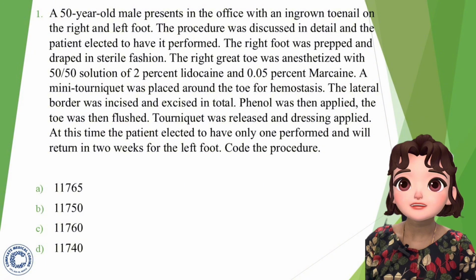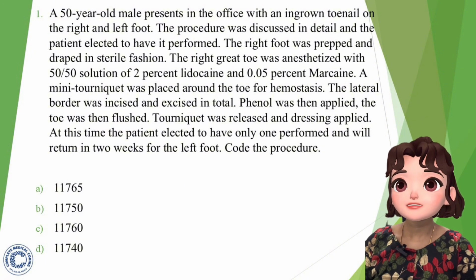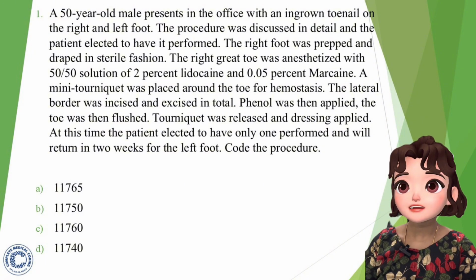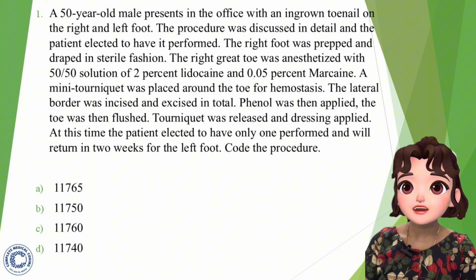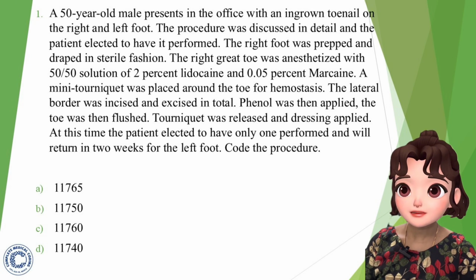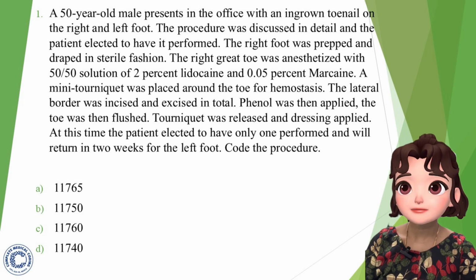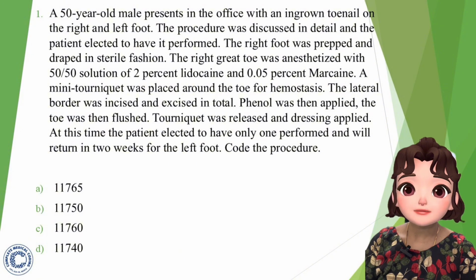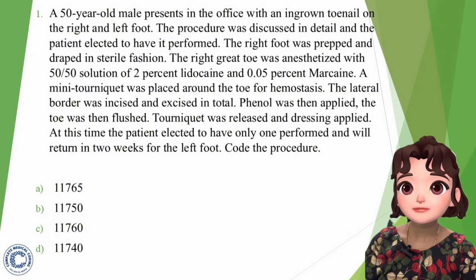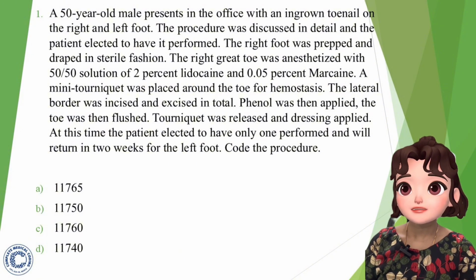Let's move to the first question. A 50-year-old male presents in the office with an ingrown toenail on the right and left foot. The procedure was discussed in detail and the patient elected to have it performed. The right foot was prepped and draped in sterile fashion. The right great toe was anesthetized with 50-50 solution of 2% lidocaine and 0.05% marcaine. A mini tourniquet was placed around the toe for hemostasis.